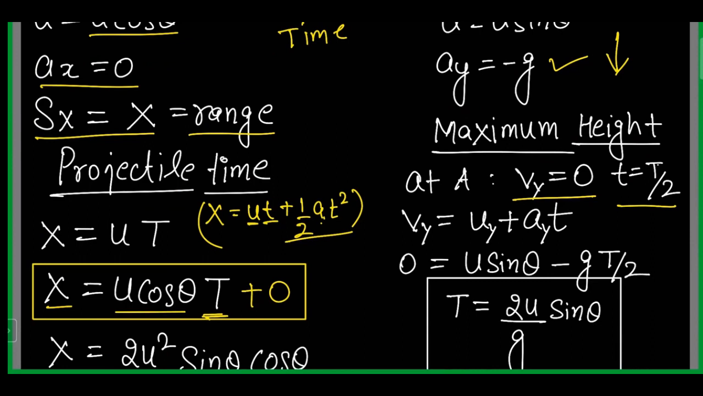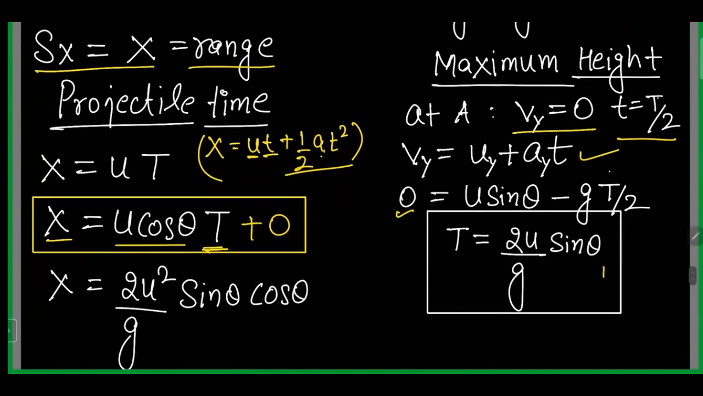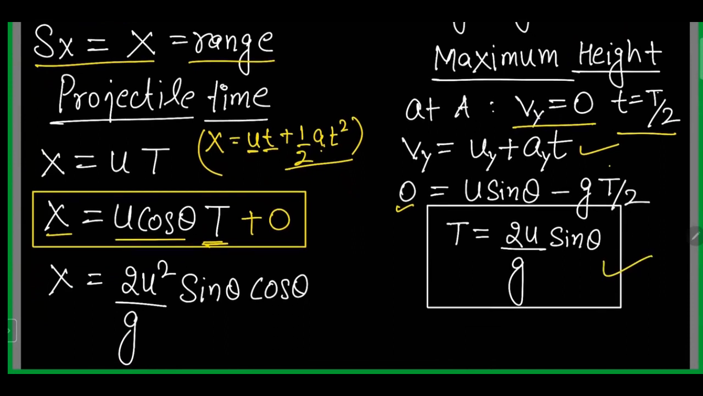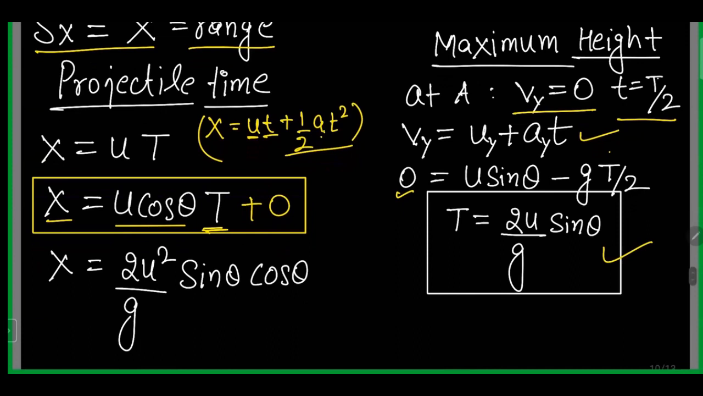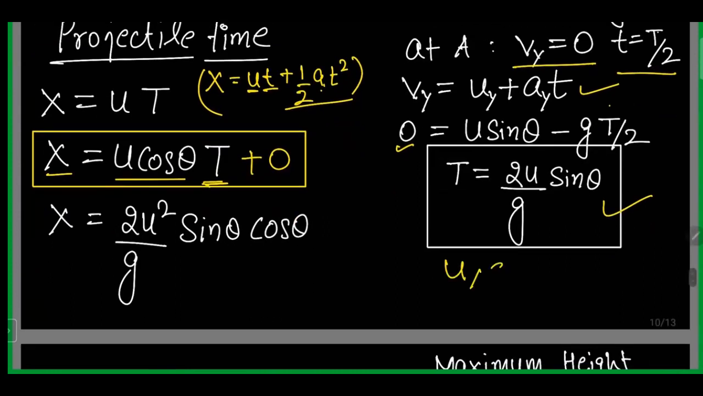So what I will do now is use the equation v equals u plus at. v is 0, I already discussed. u is u sin theta, a is minus g, and t is T by 2. So from here you get time as 2u by g sin theta. Very important formula. So the total time that you need is 2u sin theta by g. You can clearly see that your time only depends upon u and theta: how much was the initial speed and at what angle you have projected.